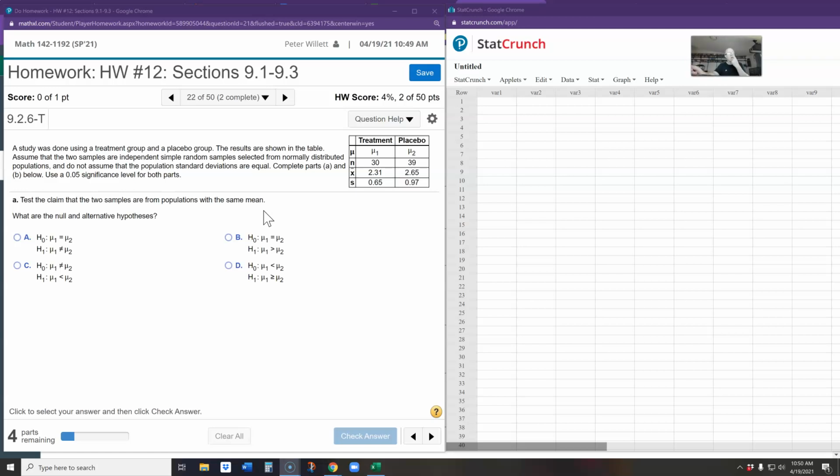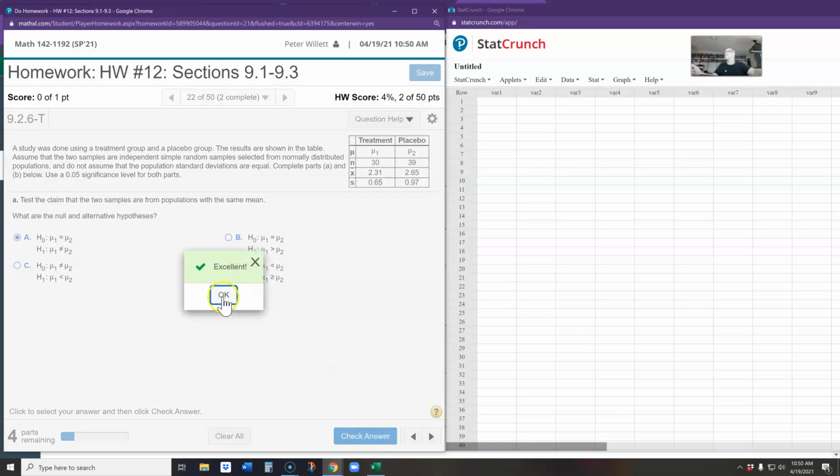All right, so the null hypothesis is always the one with equality. And so in this case, group 1 is the treatment group, and population 2 is the placebo group. So our null hypothesis is that mu1 is equal to mu2, and that's offered in A and B here. And then when your claim is equality, then the alternate hypothesis is simply inequality. So in this case, that would be option A, where the alternate hypothesis is that mu1 is not equal to mu2. So I choose that.